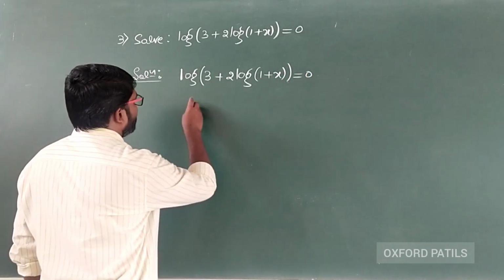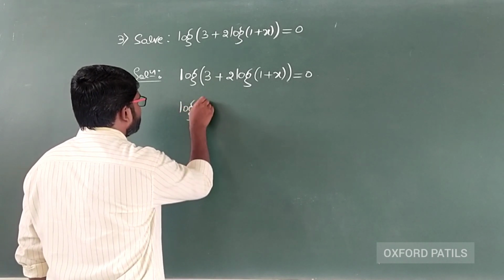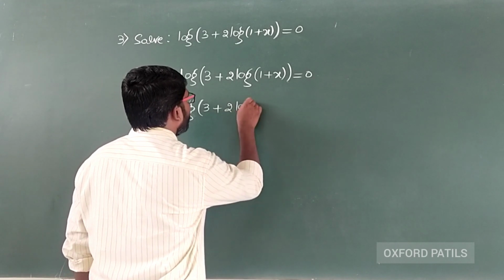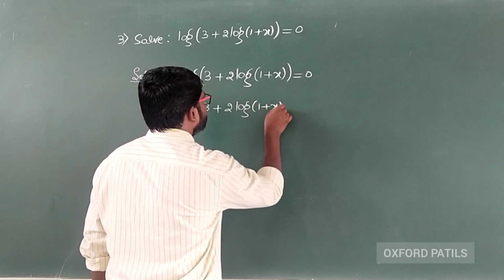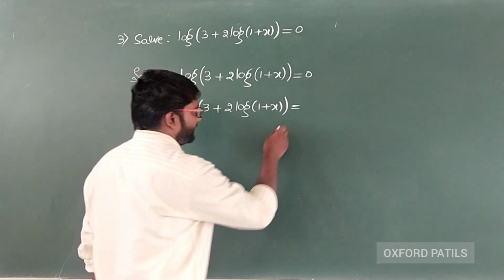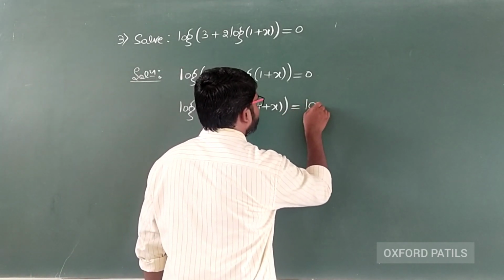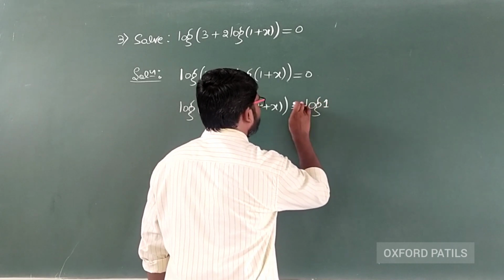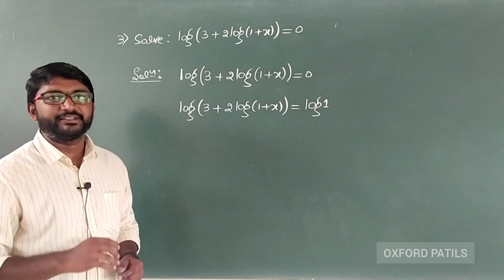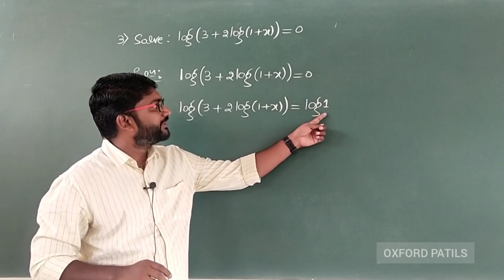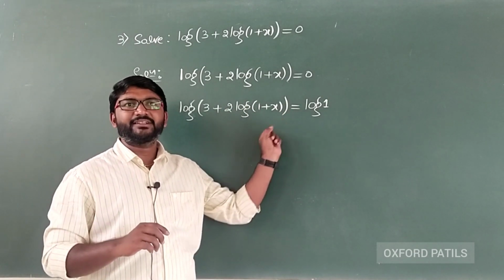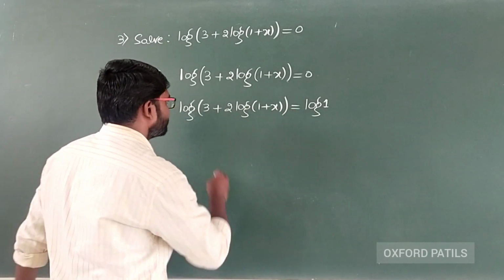So in the next step, log of (3 plus 2 times log of (1 plus x)) is equal to, 0 can be written as log 1. In the previous class we gave the result that the value of log 1 is 0, so I have replaced 0 by log 1. Now on both sides we have to drop the log. Cancel out log and write the remaining term. So what do we get?